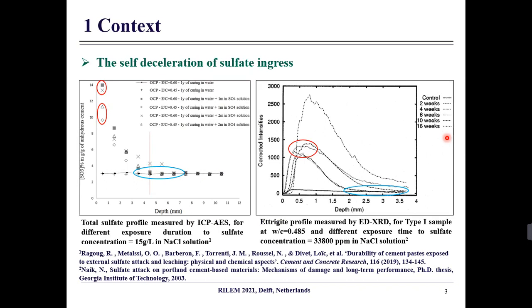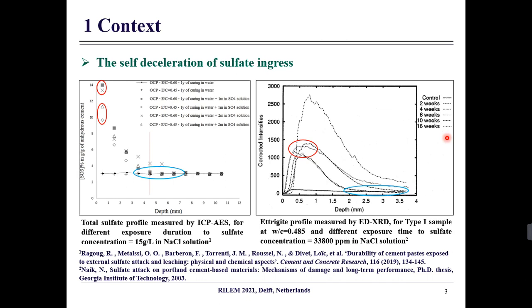My research topic is about sulfate attack on cement-based materials. The sulfate penetrates into materials, reacts with aluminum phases, forms expansive product, here is ettringite, and leads to 3D damage. The mechanism is so simple. However, when I read the literature, I really found something special.